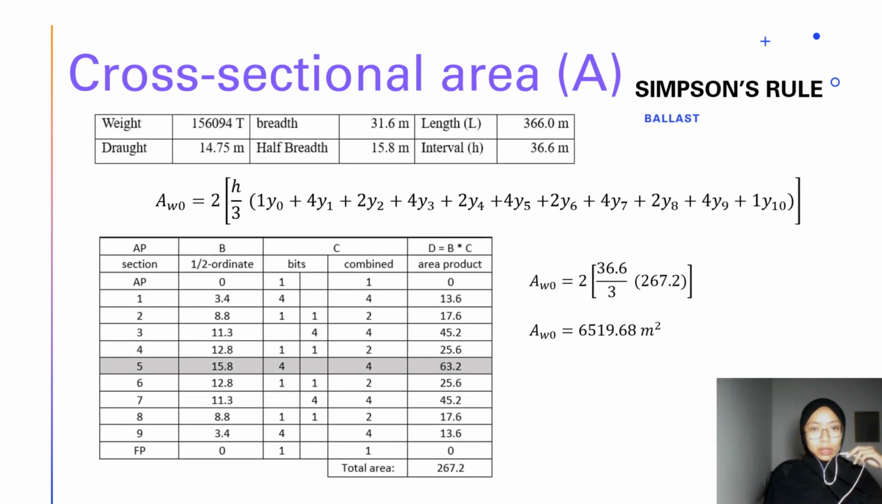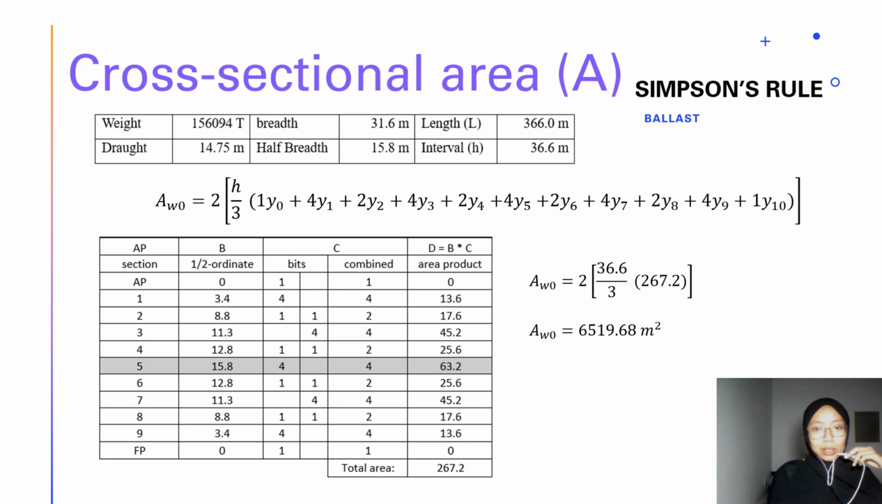The last one is ballast condition, which the ballast we use to stabilize the ship when there is no load or half load. The weight of the ship in ballast condition is 156,094 tons, and the draft is 14.75 meters. The breadth is 31.6, and half of the breadth is 15.8, which will be used for point B, the half ordinate. The length is 366, so the interval for H value is 36.6, since we divided into 10 sections, same as previously.